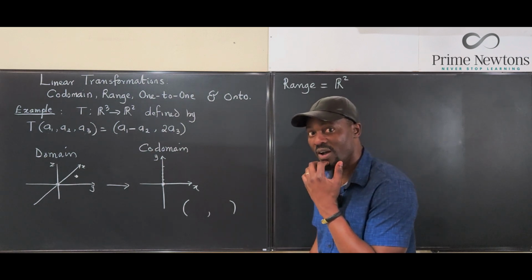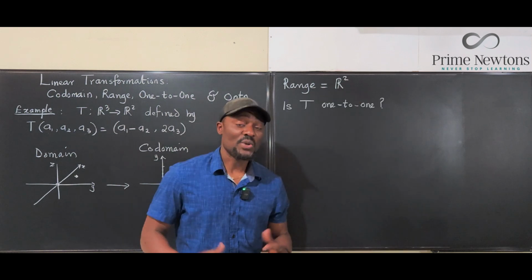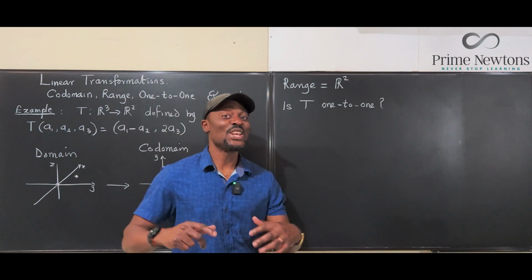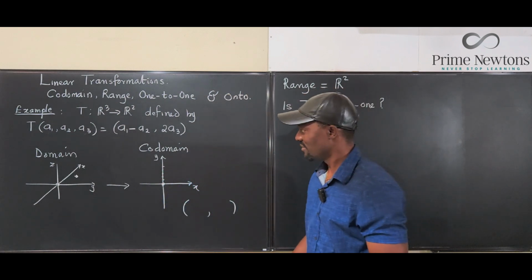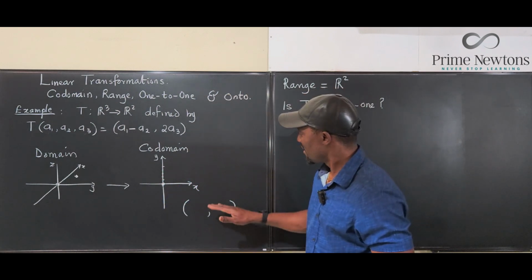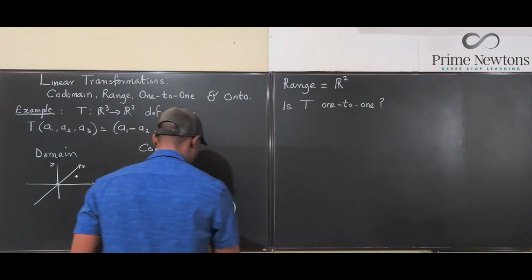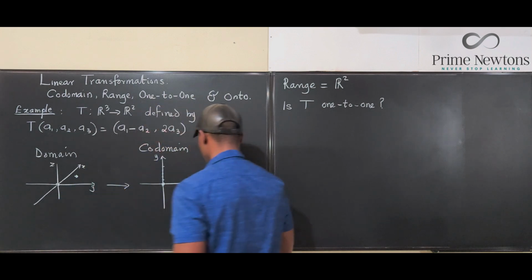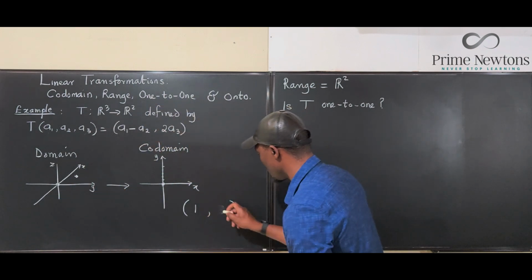What else do I need to explain? Oh, one-to-one and onto, which is the main crux of this video. So is T one-to-one? Now, obviously, T cannot be one-to-one. This is why it cannot be one-to-one. Let's say the vector on this side is 1, 3. Or let's make it even to make it easy for us. Let's call it 1, 4.